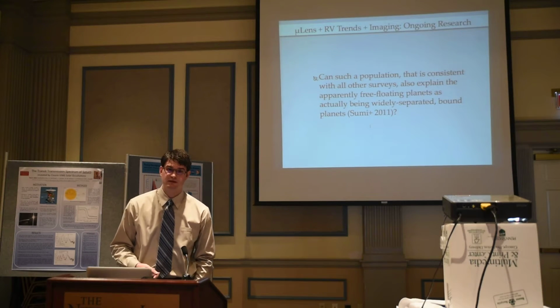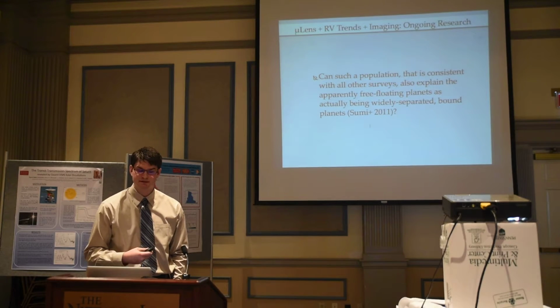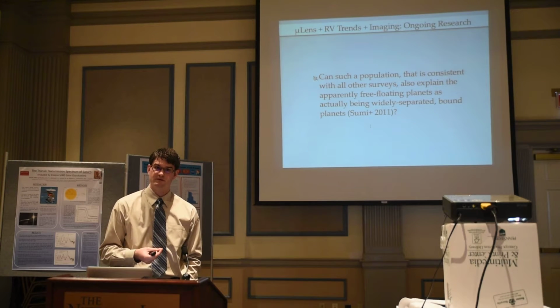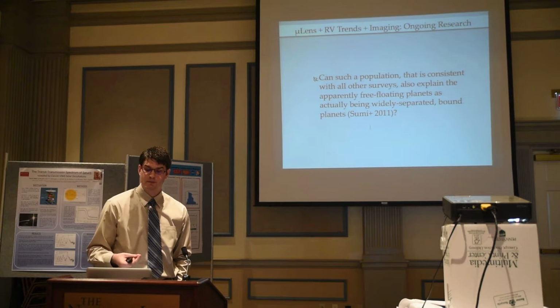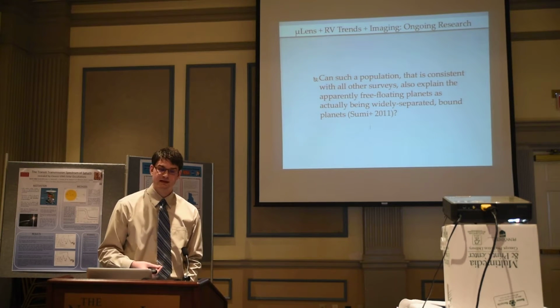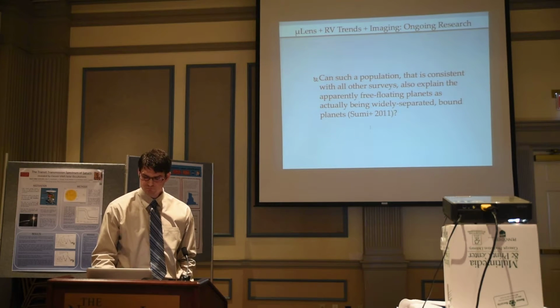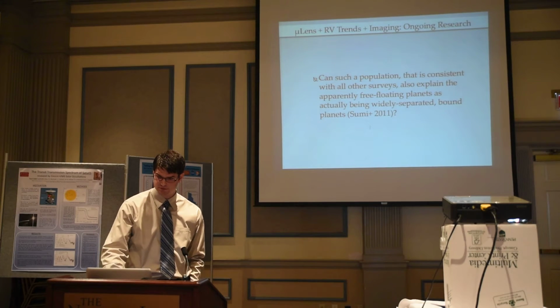Now, another question that we're currently asking but are still working on, and thus don't have a final answer yet, is: is this population that we find consistent with the results of all these other surveys? Also, can this explain the population of apparently free-floating planets inferred by microlensing surveys as actually being due to wide separation bound planets? And so stay tuned for more on that. Should have a paper coming out pretty soon.